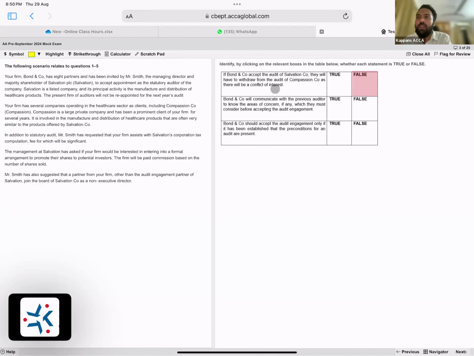So the statement is false. The statement is saying that they have to withdraw from the audit of Compassion. That is false. It can be accepted with safeguards.